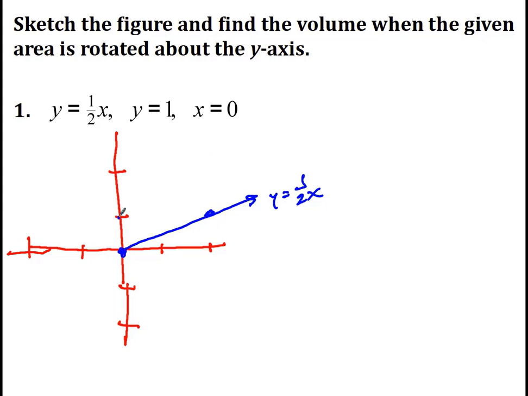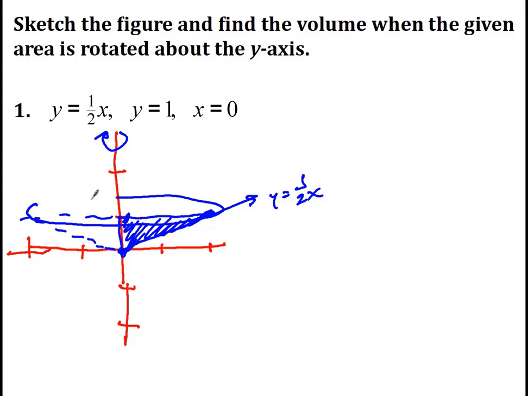Y equals 1 is a horizontal line as such. And x equals 0 is the vertical y-axis, which is as such. So the region that we're going to be revolving about the y-axis looks like this. We're going to revolve this around the y-axis, and it's going to be a figure that looks like this. It's kind of a cone-looking thing; well, it is a cone, actually.